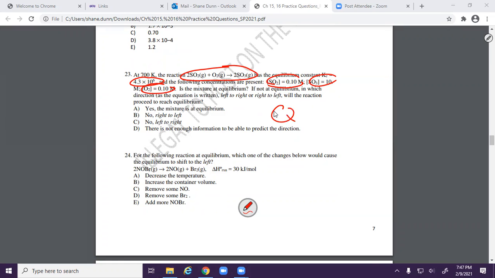Q is just the same thing as K, right? Products over reactants. So what are your products? SO3 squared, over O2 and SO2 squared. Plug your values in, and then tell me what Q is equal to.